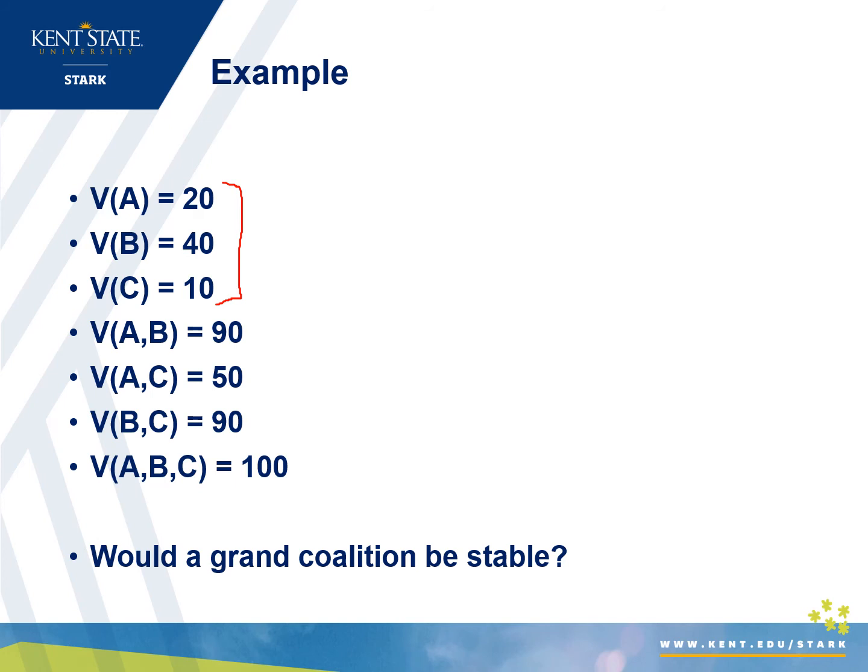But if they start binding together, then they might have a better payoff. First we'll go through the two-person coalitions. If A and B are working together, then they can have a total payoff of 90. A and C working together gets a total payoff of 50. B and C working together would also get a total payoff of 90. Meanwhile, the Grand Coalition, working all together, would get a payoff of 100. So the question is, would this Grand Coalition be stable, and what would it take to make it stable?